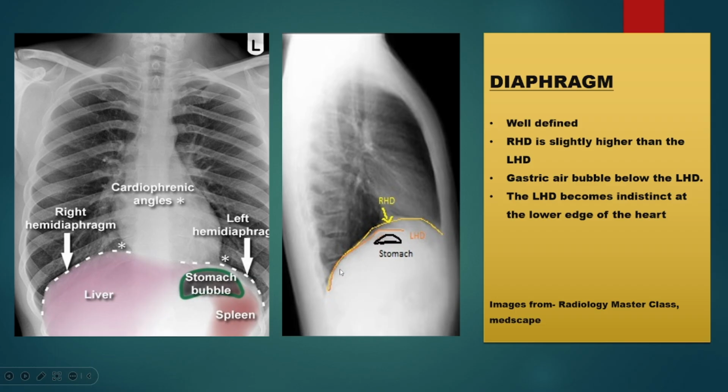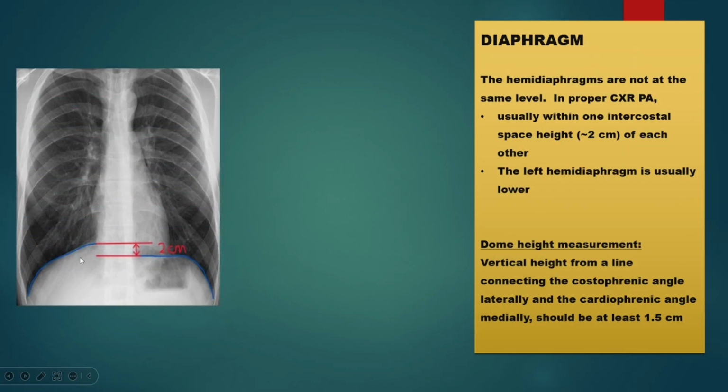And the right hemidiaphragm, in the lateral X-ray, we can clearly see throughout, but the left hemidiaphragm is obscured below the heart cavity. Therefore, we can identify the right and left hemidiaphragm separately in this lateral view. And the stomach will be immediately below the left hemidiaphragm. Usually the right hemidiaphragm is a little higher than the left hemidiaphragm due to the liver.